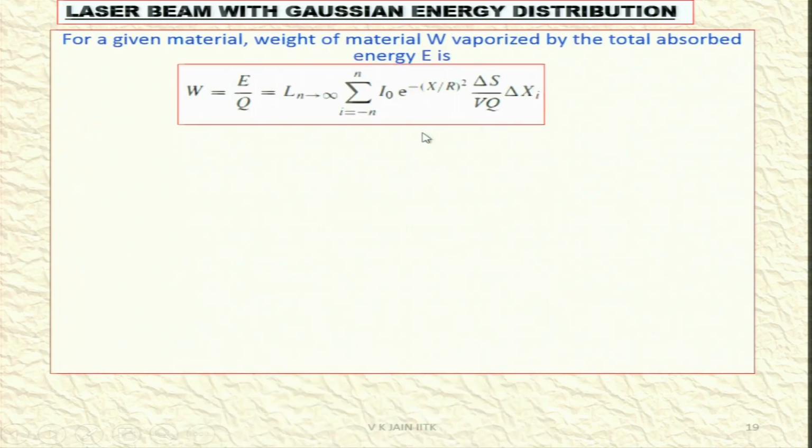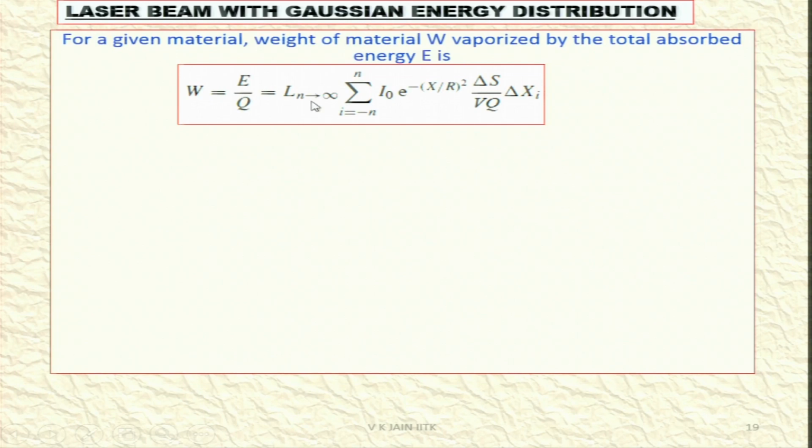For a laser beam with Gaussian energy distribution and a given material, the weight of material W vaporized by the total absorbed energy E is calculated. Here it is assumed that direct vaporization is taking place, although definitely after melting, vaporization will take place. So W is equal to E upon Q, where Q is the energy required per unit mass or weight for vaporization and E is the total energy available.